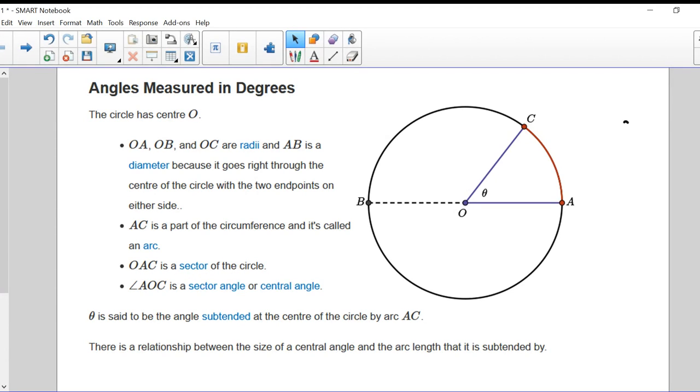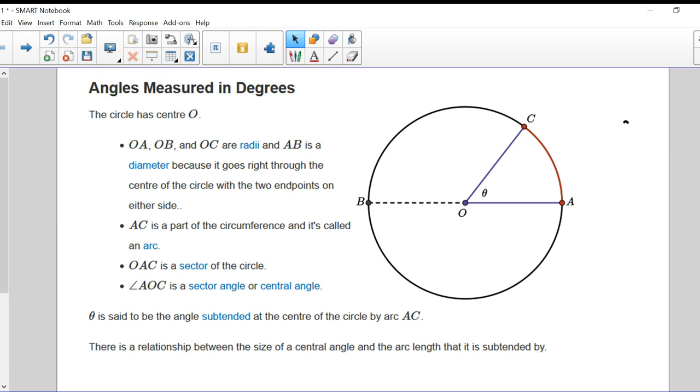anyway. The circle has a center at O, so you can see what I'm pointing to there as the center of the circle. And you see some lines going from the center out to the edge of the circle. So there's OA, there's OB, and there's OC. We call those radii. AB is a diameter, so if you go from one end of the circle to the other end of the circle through the center, then what you have is a diameter.